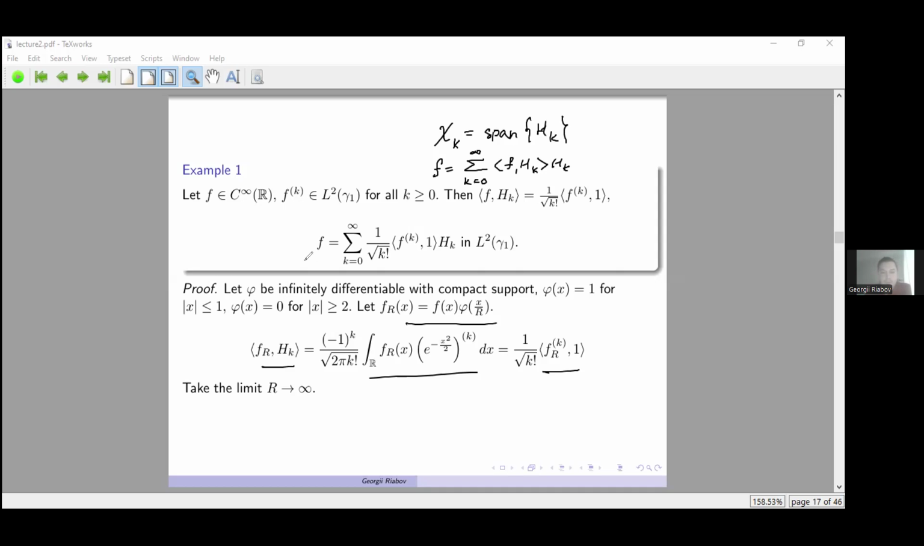So in this case, we find the Ito-Wiener expansion of function f, and we see that it looks a lot like a Taylor expansion but with respect to the Gaussian measure.